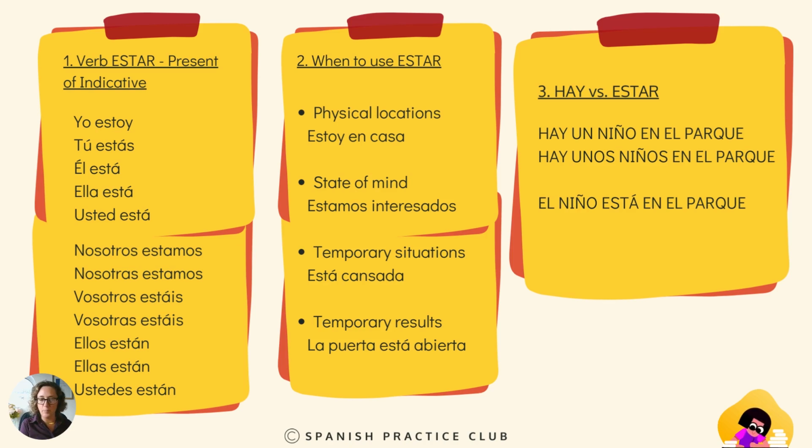The door is open. We have also learned the uses of the verbs estar versus hay. So when do we use one and the other, and with which words, the definite or the indefinite articles? Hay un niño en el parque. Hay unos niños en el parque. In English, there is and there are. Or we would say, el niño está en el parque with the verb estar and the definite article if that was the case.